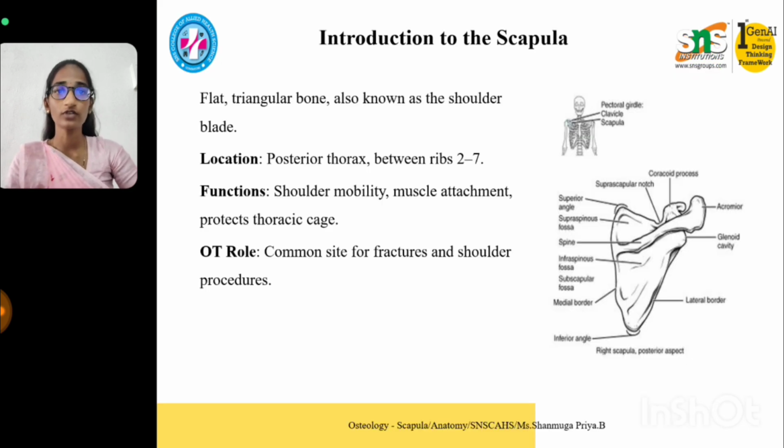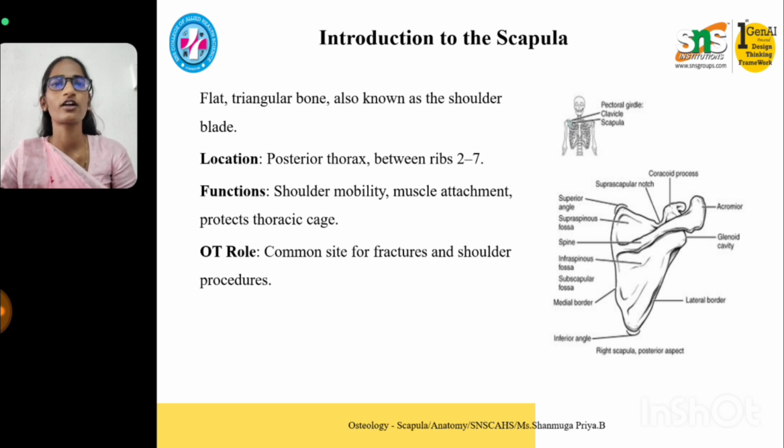Next, we are going to see about the introduction of scapula. Let's kick things off with an overview of scapula. A flat triangular bone sitting on the back of your thorax, roughly between ribs 2 and 7. It's often called the shoulder blade because it is the foundation of your shoulder's movement. The scapula does three main things. It provides mobility for your shoulder, acts as a hub for muscle attachments, and protects the thoracic cage, which houses vital organs like lungs and heart.